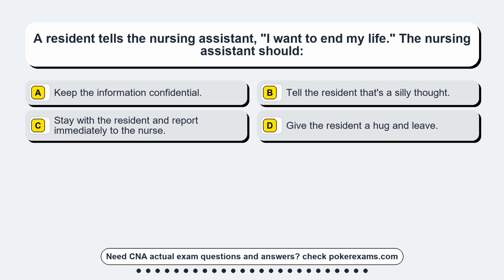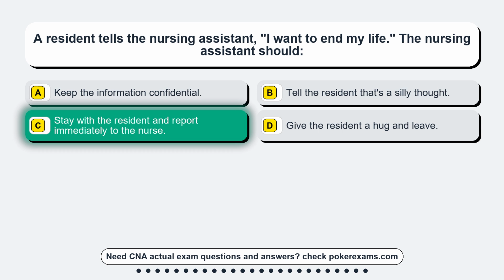Question 2. A resident tells the nursing assistant, "I want to end my life." The nursing assistant should Option A, keep the information confidential. Option B, tell the resident that's a silly thought. Option C, stay with the resident and report immediately to the nurse. Option D, give the resident a hug and leave. The correct answer is Option C, stay with the resident and report immediately to the nurse.